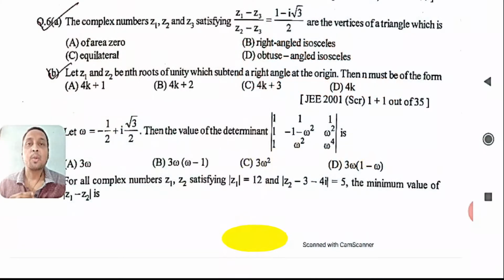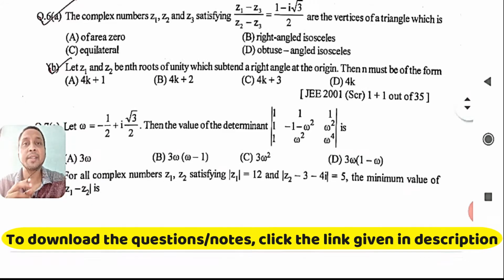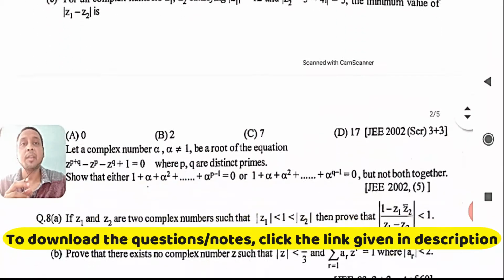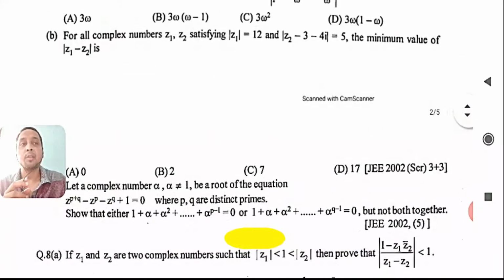Okay students, welcome you all to this new lecture in advanced level where you are solving previous year IIT JEE questions on complex numbers. So today we will be solving question number 6A, 6B, 7A, 7B, 7C and then 8A. Okay, then let's try to solve these questions.